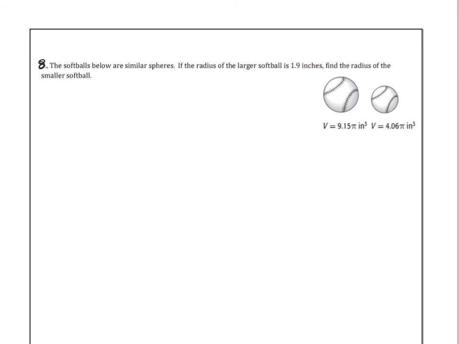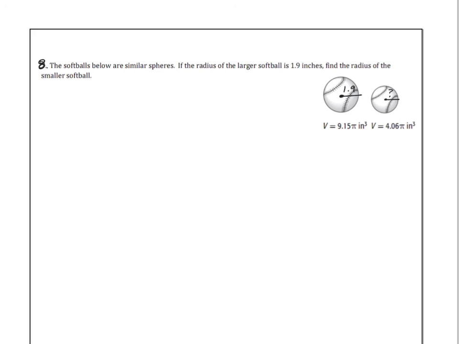Number 8, the softballs below are similar spheres. By the way, all spheres are similar. They're all perfectly round. If the radius of the larger softball is 1.9 inches, find the radius of the smaller softball. Okay, so think about it, you guys. The radius of this big one is 1.9, and they want us to find the radius of the second one.